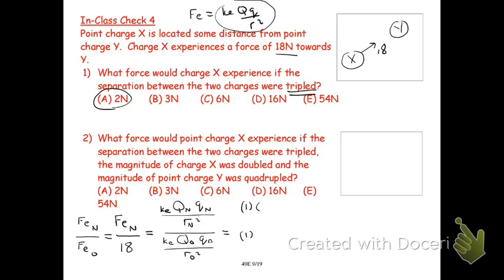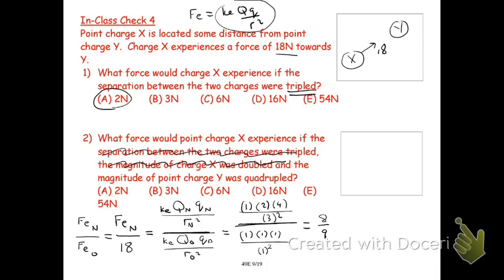What force would Y experience if the separation between the charges were tripled? Let's do it in order. If the separation is tripled, that was a 1 squared, and now it's a 3 squared. And the magnitude of x was doubled, so this was a 1, and now it's a 2. And the magnitude of y is quadrupled, so this was a 1, and now it's a 4. And of course we're cancelling all those out. So that's going to be 8 over 9, yeah?